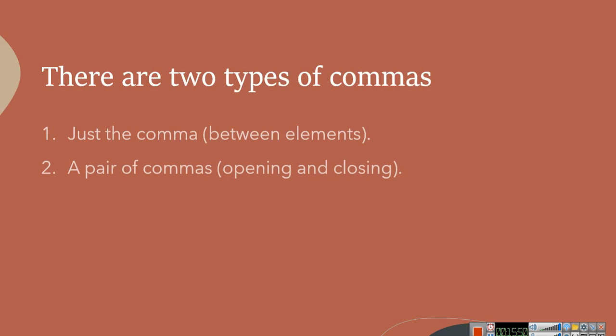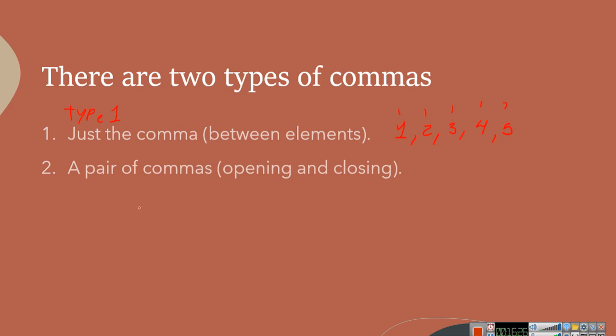Now let's talk about the types of commas that we have. There are two types of commas. We have type 1, and this is type 1. We call that just the comma, because it's just one comma that's between some elements. How do we know it's between elements? Because imagine 1, 2, 3, 4, 5. It's between the elements. What are the elements? In this case, the elements are the numbers. So very simple use of the comma right there.